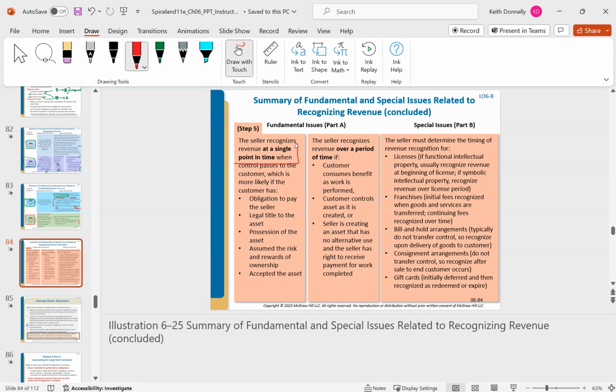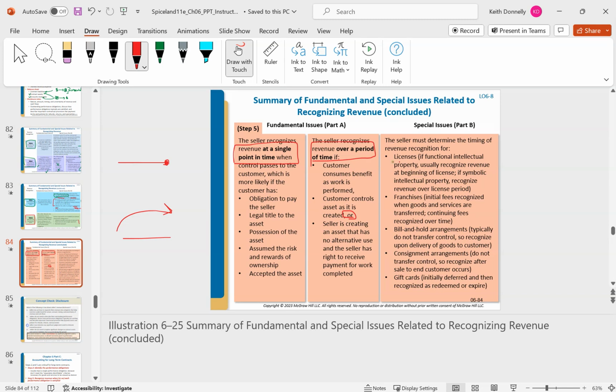And then we talked, in an overall way, about how you can recognize revenue at a point in time or over a period of time. There are different criteria that come into play for each of those. That's an or there.